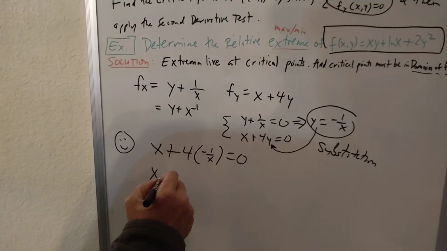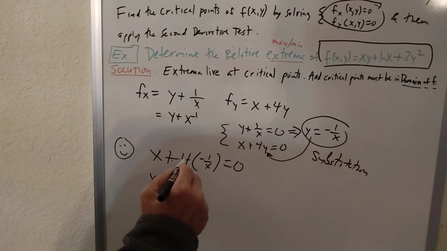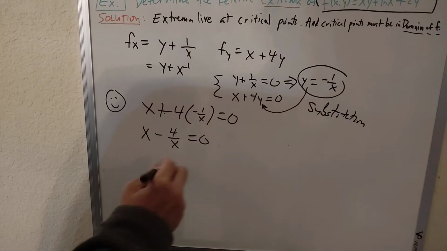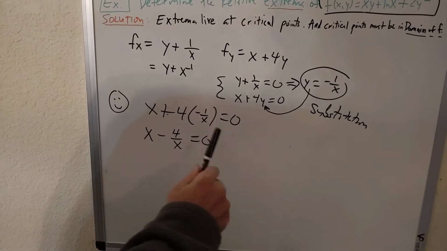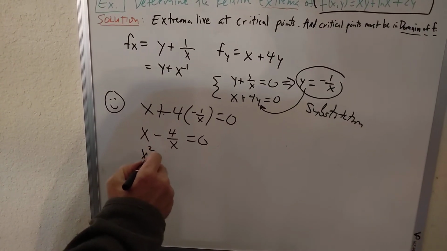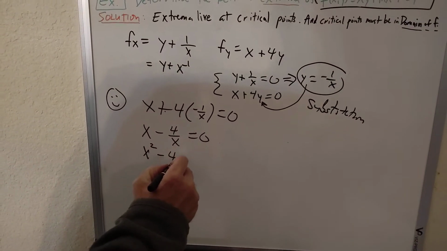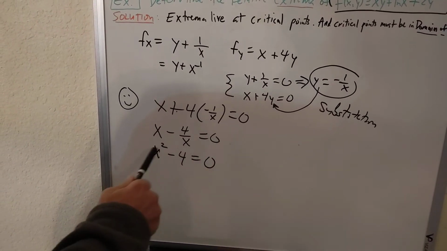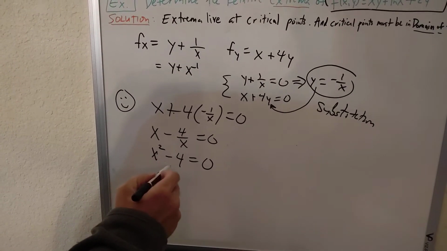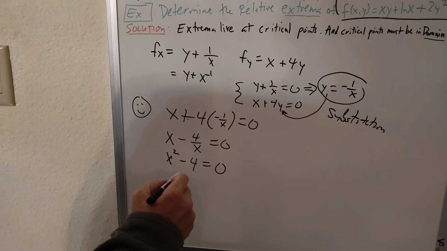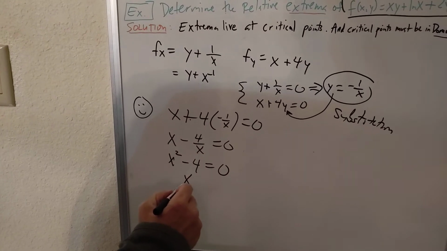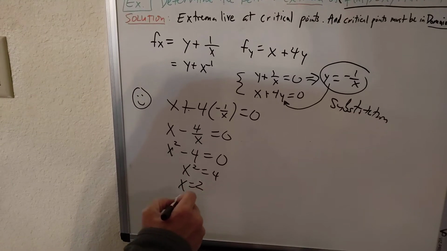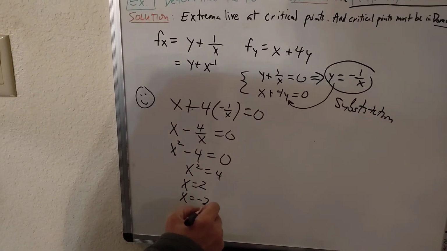Simplifying, I get x, and then plus times a minus is a minus. 4 times 1 over x is just 4 over x equals 0. Let's clear the fractions. Multiply everything through by x. So x squared minus 4 equals 0, because this x cancels with the x. Here I can either factor x plus 2, x minus 2, or I'm going to just add 4 to each side. x squared equals 4, so x is equal to 2, and x is equal to negative 2.